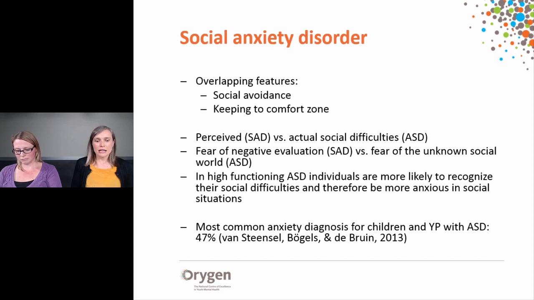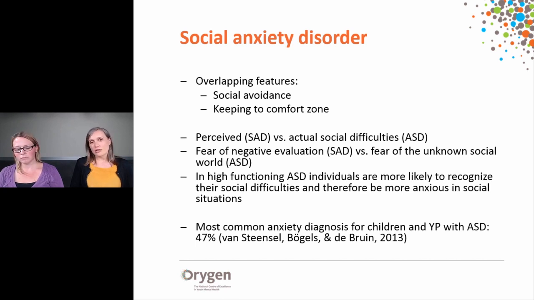So social anxiety has a bunch of overlapping features with autism. We would often see social avoidance and keeping to your comfort zone in both of those conditions. But an interesting difference between social anxiety and autism is that people with social anxiety will often say to me that they have terrible social skills and they're really awkward and it's hard to get along with other people. But when you're having a conversation with them, actually they've got really excellent social skills and there's not really a deficit there. It's just that they have a perceived deficit or a fear of having social deficits. And lack of confidence in their own abilities.